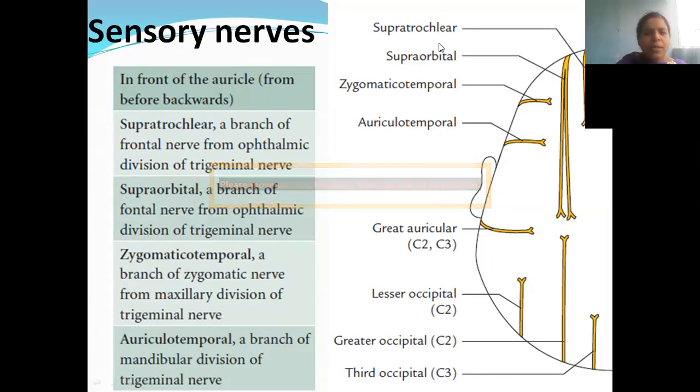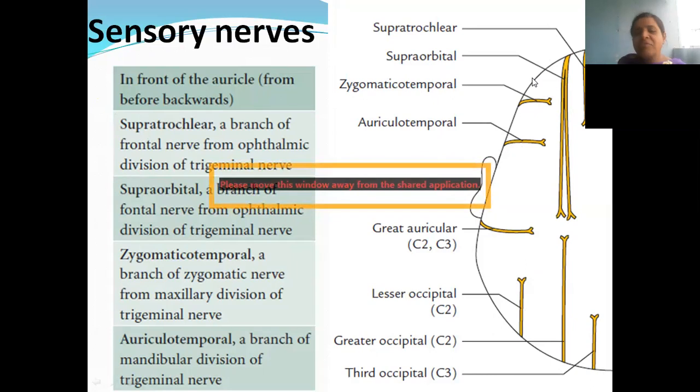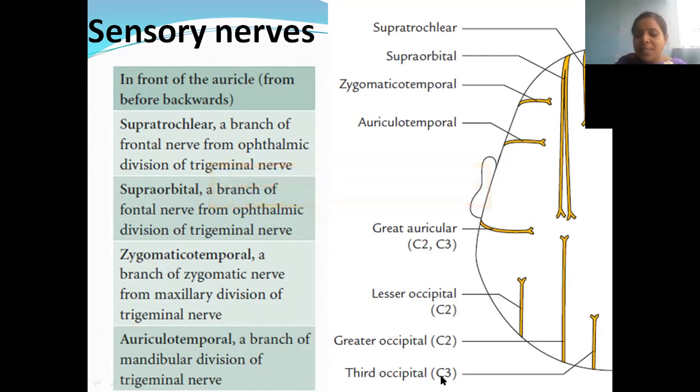We have supratrochlear, then supraorbital, then zygomaticotemporal and auriculotemporal. All these are branches of the trigeminal nerve. If you remember me telling, the trigeminal nerve gives sensory supply to the face. Similarly, the same trigeminal nerve gives sensory supply to the scalp also via these four nerves in front of the pinna. Behind the pinna, the sensory nerve supply comes from the cervical plexus.